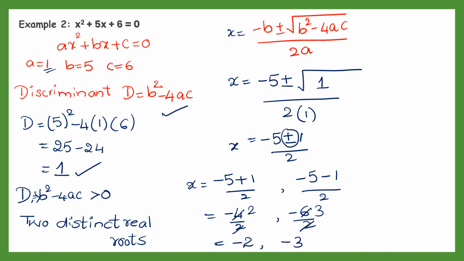So if you observe here, one root is minus 2, and the other root is minus 3. That means the two roots are real and both roots are distinct. That means both are not equal. So this is verified: when the discriminant b square minus 4ac is greater than 0, you will get two distinct real roots.